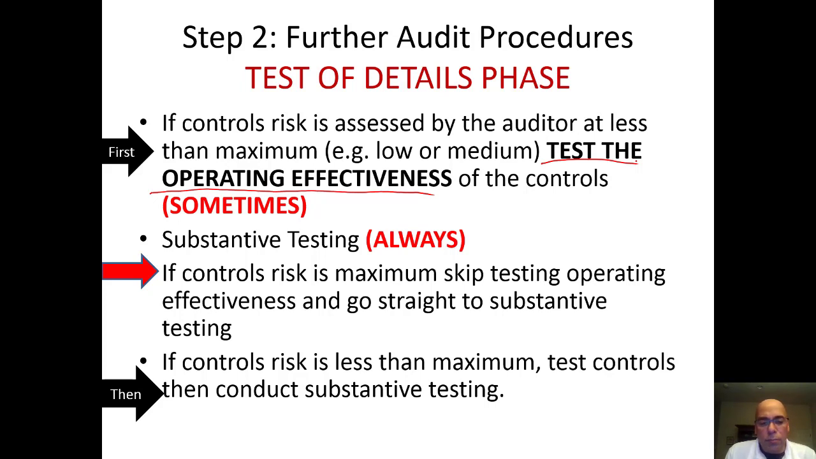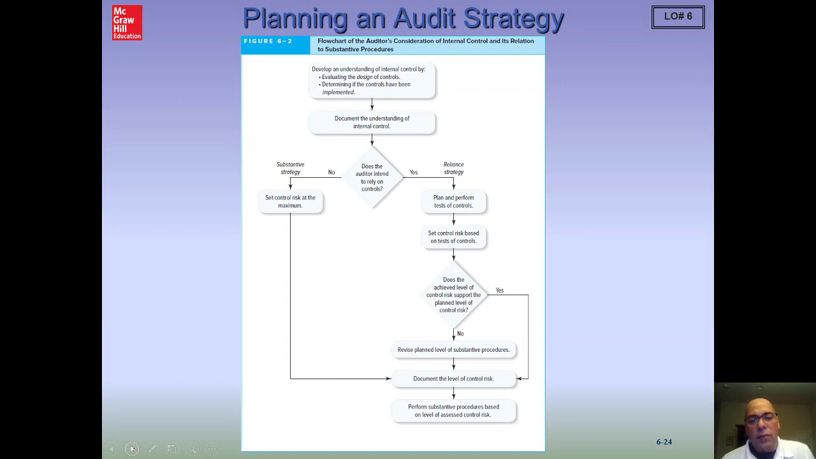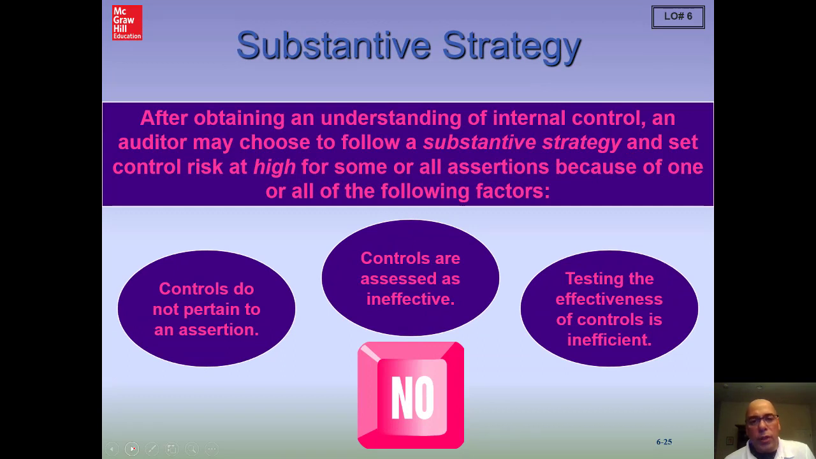We always have to do some amount of substantive procedure, even if we had followed the red arrow and assessed the risk of material misstatement at the maximum. We would still have to do some amount of substantive testing. And again, we saw this on previous slides. Now, here, the text gives us really a more detailed step-by-step analysis of what the auditor would be doing here, but it really comes down to what I put on those couple of slides that we looked at back in Chapter 4. Okay?